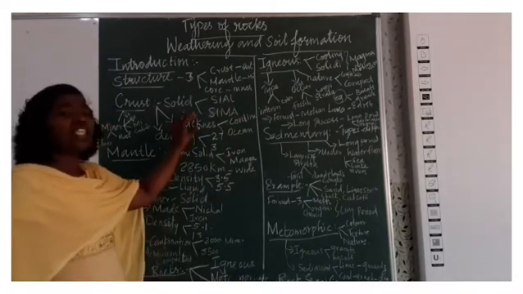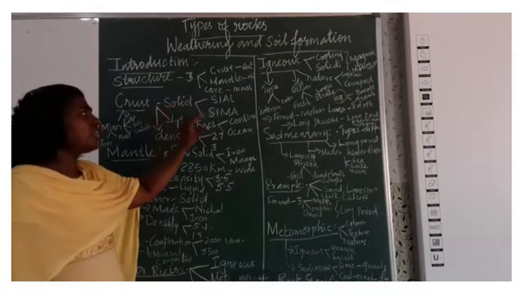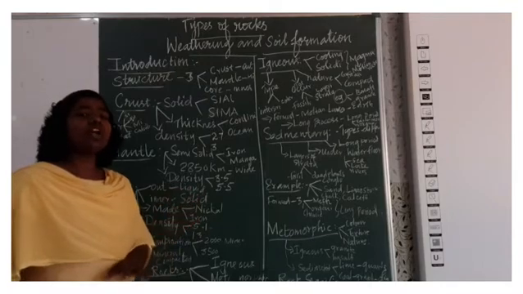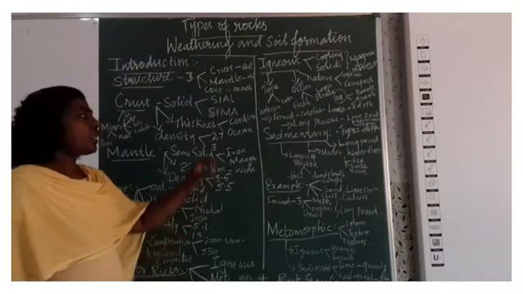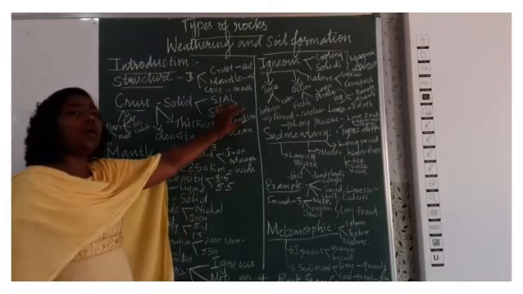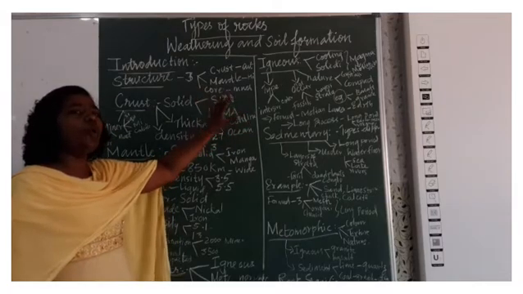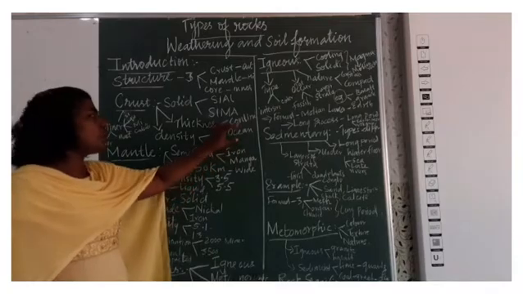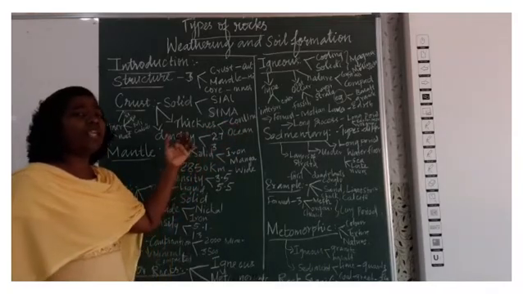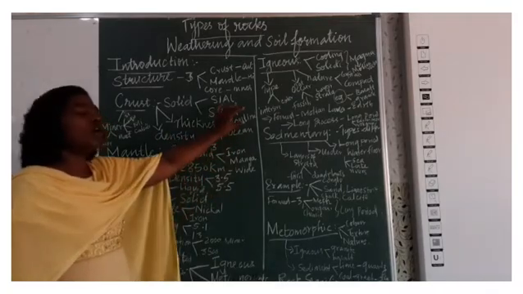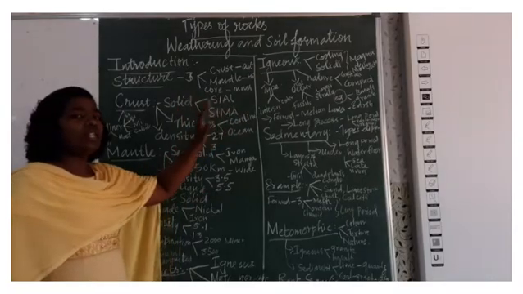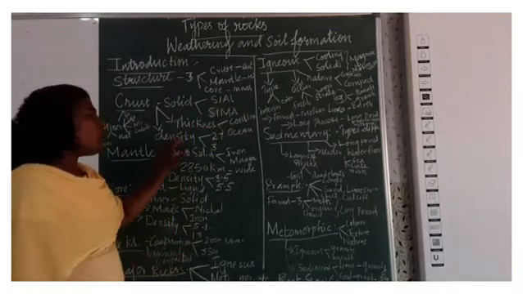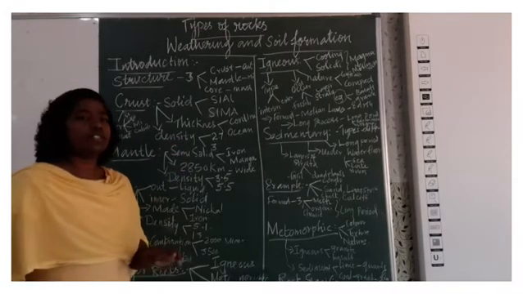Now, when we see the thickness of crust, the thickness varies. Okay, the thickness is not the same everywhere. For example, in the continents, the thickness will be more in comparison with the ocean floor. The ocean floor, the thickness of the crust will be less, and in the continents, the thickness of the crust will be more. Okay, and what is the density of the crust?